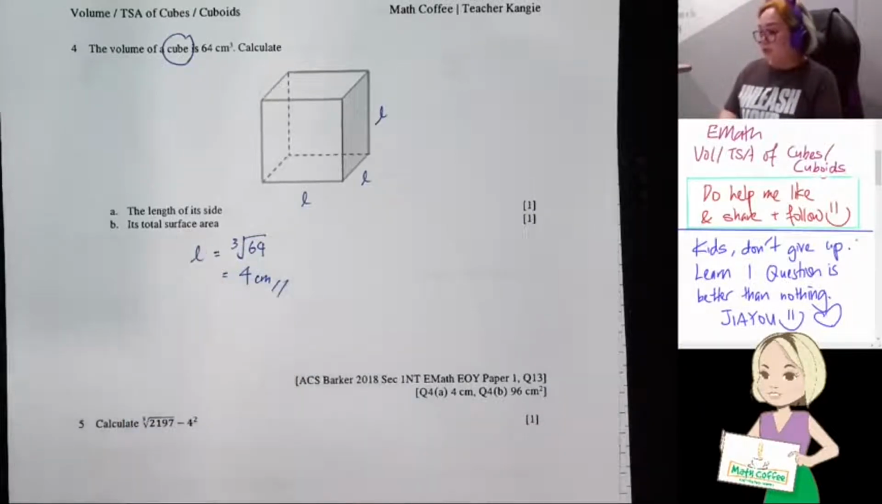Next, to find the total surface area. For a cube, it's easy. Why? First of all, it has 6 faces, and all the 6 faces are exactly the same.